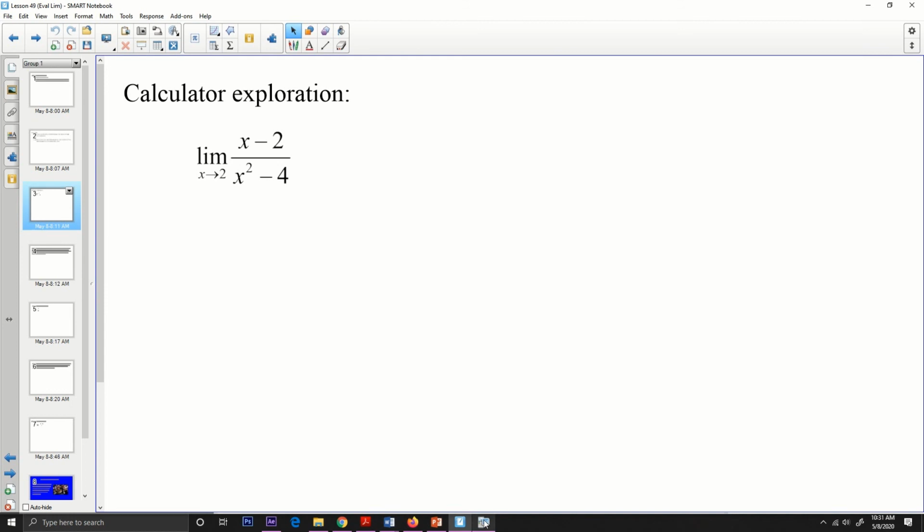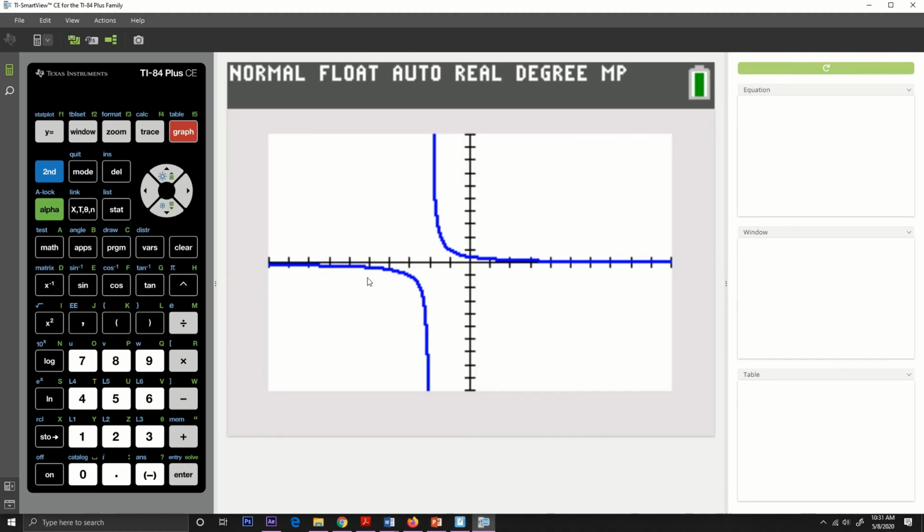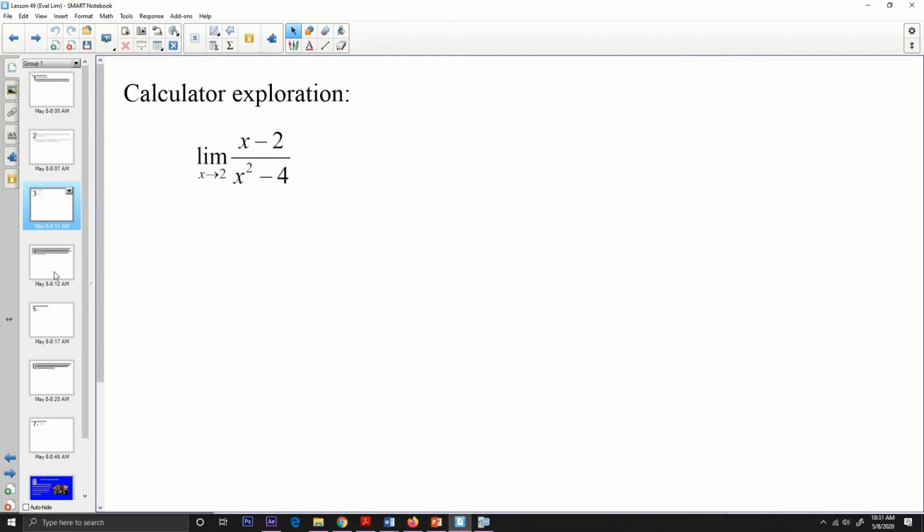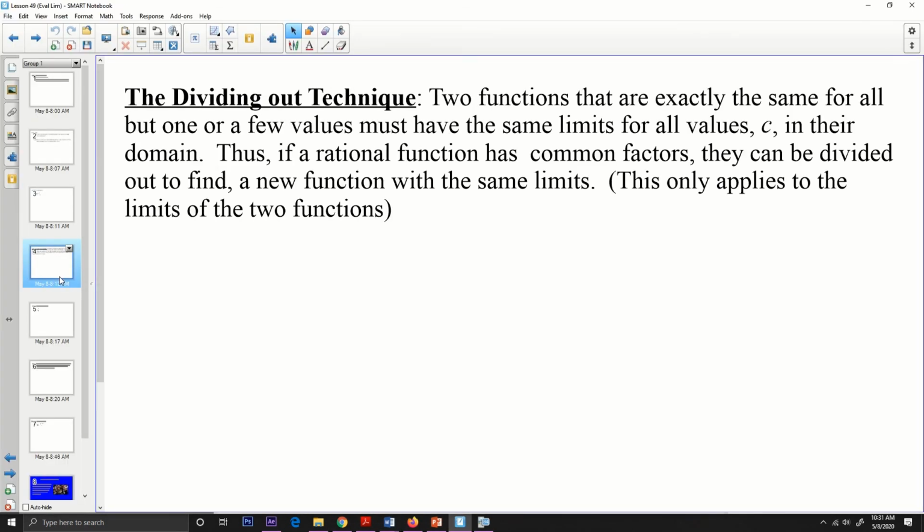Now, clearly, when I look at this function along the graph at negative 2, if I come in from the left and I come in from the right, it looks like it's pointing at a value that we could determine. But because of the undefined, we can't make that determination based upon a direct substitution. So we got to do something a little bit different. The way that we're going to do that for this particular one is we're going to use the dividing out technique. And it says that two functions that are exactly the same for all but one or a few values must have the same limits for all values c in their domain.